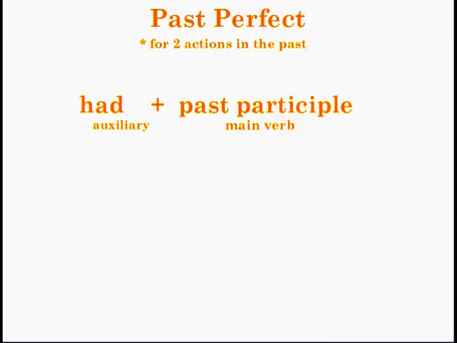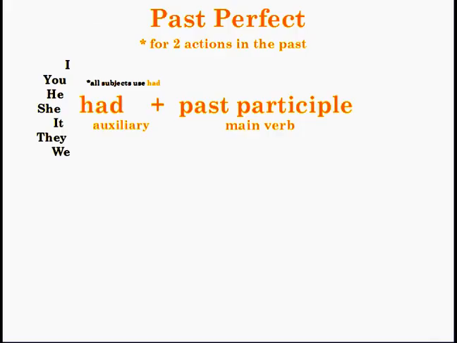Now let's remind ourselves of what subjects use the auxiliary had. Well, all of the subjects use had. Right? So remember that in the past perfect, all my subjects are going to use had for the auxiliary verb. I had, you had, he had, she had, it had, they had, we had. All the subjects use had.